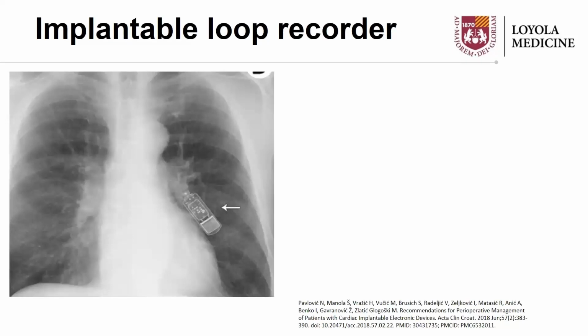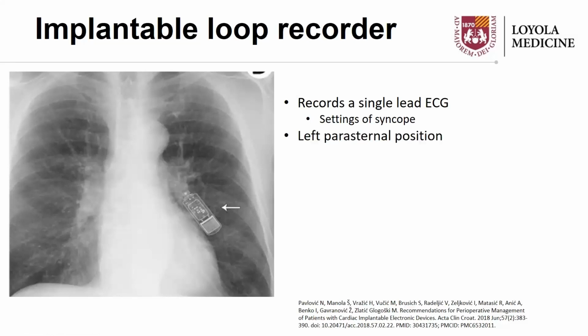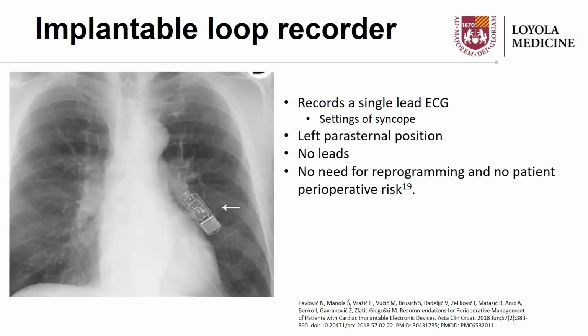Now, as a final cardiac device, we will discuss implantable loop recorders. These devices are indicated in patients with a history of syncopal or presyncopal episodes in attempts to record the arrhythmia culprit. These devices are usually implanted in the left parasternal position, and there are no leads in or outside of the heart. Therefore, there's no need for reprogramming, and typically these devices do not present a perioperative risk. The primary concern is mainly a risk of directly damaging the device from surgical manipulation.